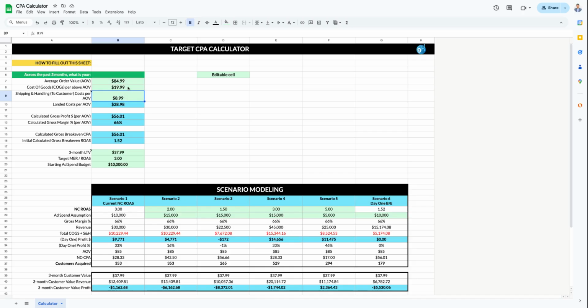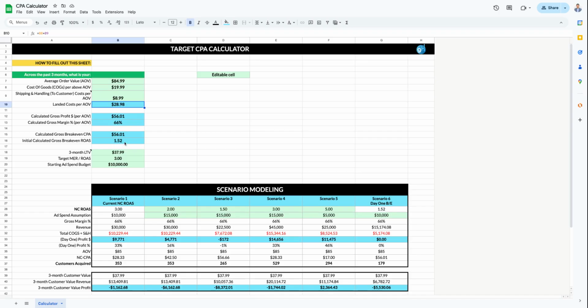Okay. So notice that I was actually editing the light green cells. What this would actually give us is the landed cost for your product that you have right here. It would give us our gross profit as well. So this is actually like our target CPA essentially. Then it would also give you your gross margins, and it also gives you your break even return on ad spend.